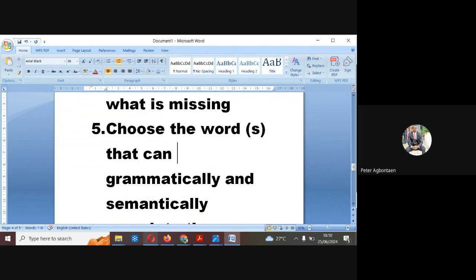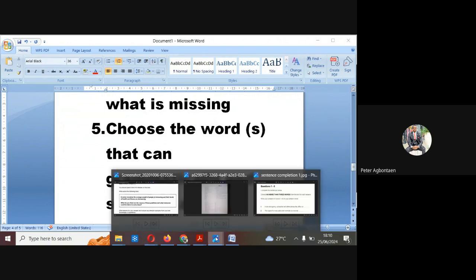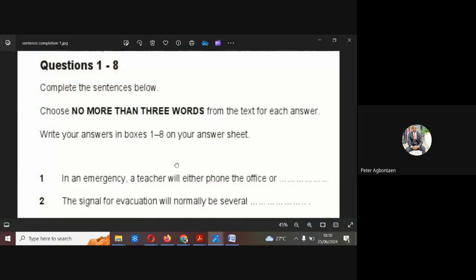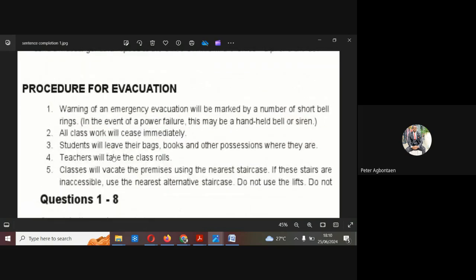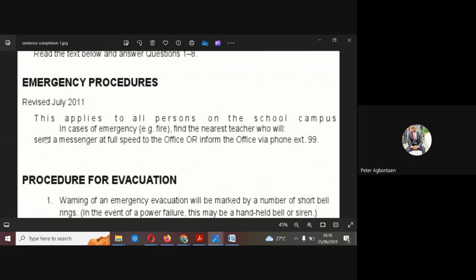Now let me make that practical a little bit. Take a look at this question here. Here they said, in an emergency, a teacher will let out from the office or dash. So let's go to the passage and see what the answer to the question might be. Here is the passage, and it says this applies to all persons on the school campus, or in cases of emergency.